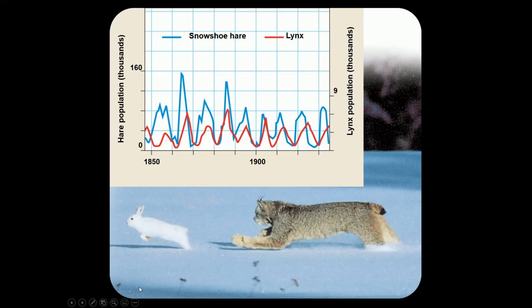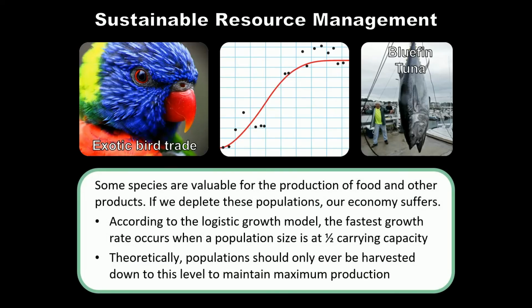In an earlier video, I asked the question, is it possible to remove organisms from the environment at a rate which doesn't deplete them over time? Can you fish without removing the entire population of fish? A more interesting question might be, what is the maximum rate of harvesting that you can do on one species, the maximum number of individuals you can pull out of the environment without damaging the overall population or driving it to extinction? This is called sustainable resource management. Some species are valuable for the production of food and other products, and if we deplete these populations, our economy suffers. But if we completely stop using them, well, then the economy suffers there too. So what is someone to do?